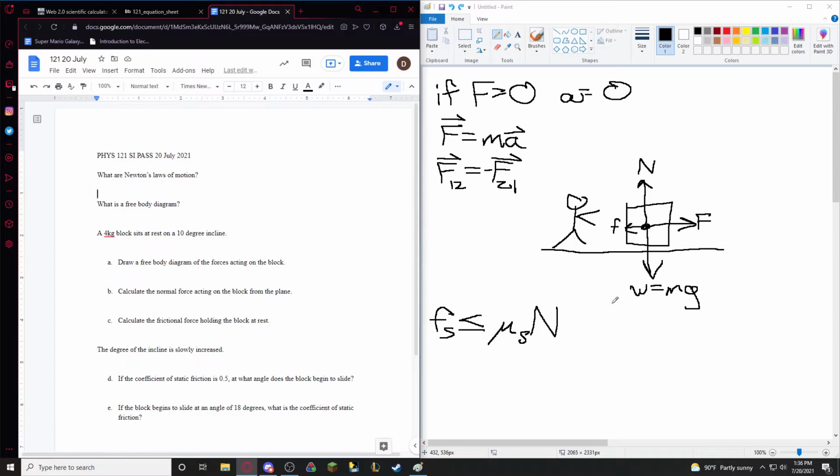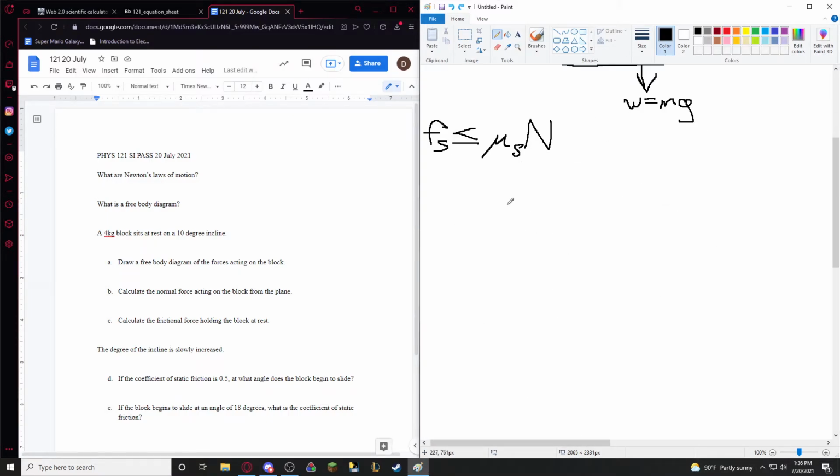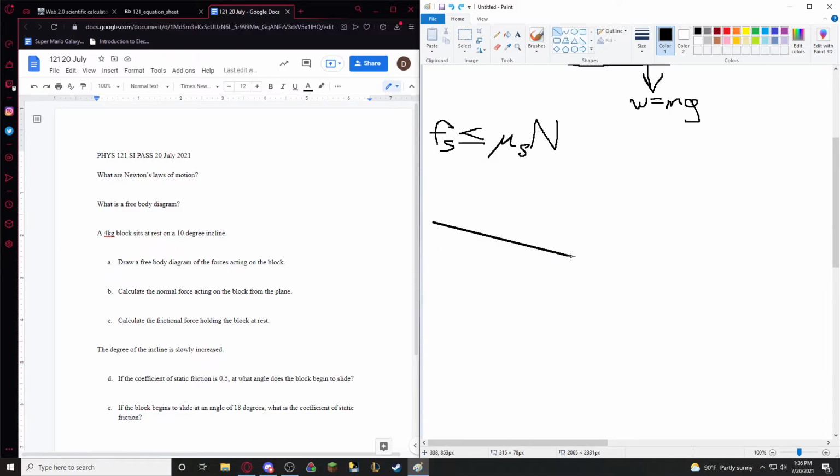So let's go ahead and hop into an example problem. We're going to have a 4 kilo block. It's going to sit at rest on a 10-degree incline. Not quite to scale. We have theta, which is 10 degrees, and we have our block sitting at rest on the incline.